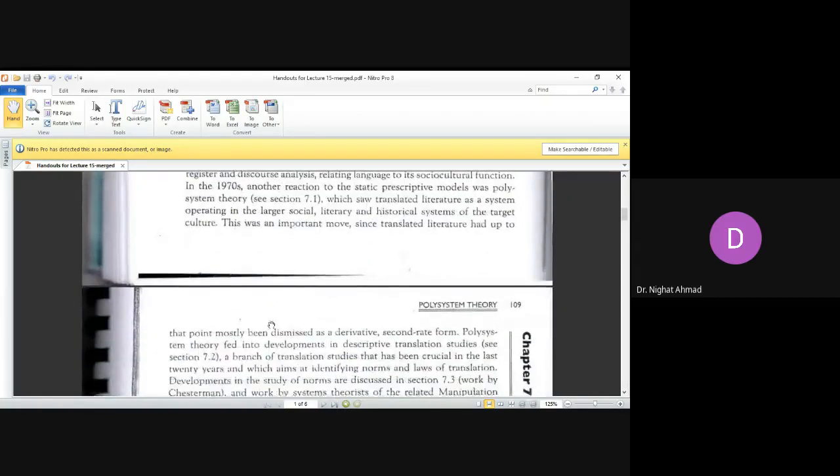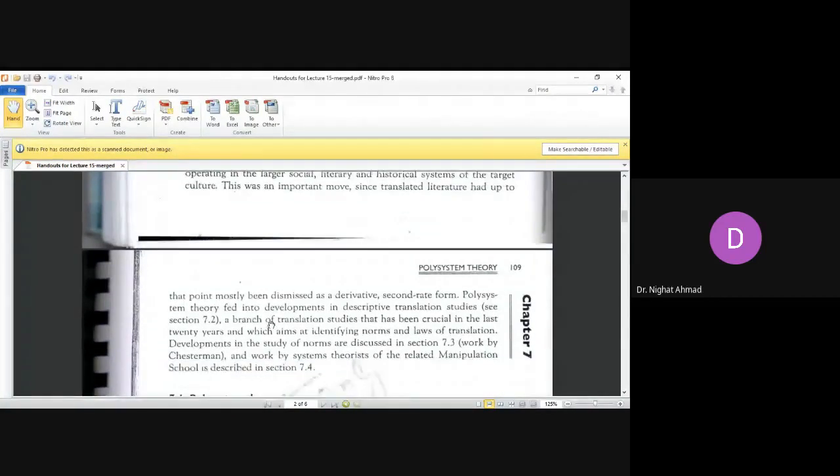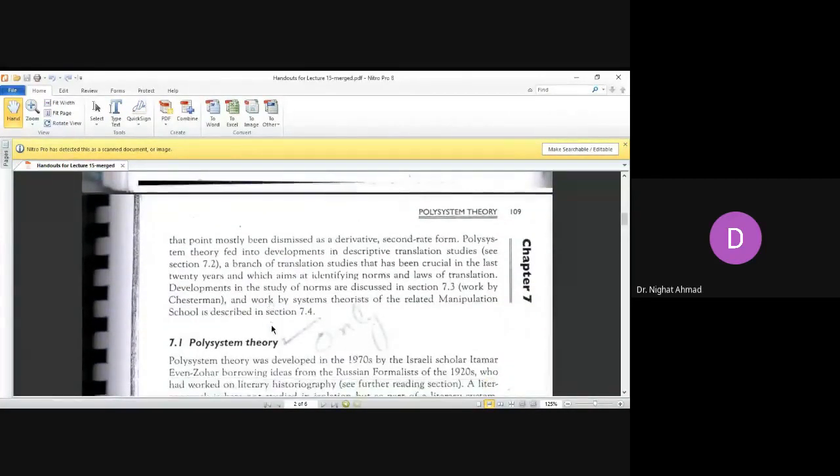Okay. So this was an important move since translated literature had up to that point mostly been dismissed. Up till this point, translated literature को kind of एक second rate literature considered किया जाता था, or it was dismissed as something derivative. That means it's not original, it is derived from something. It's derivative, it's second rate.